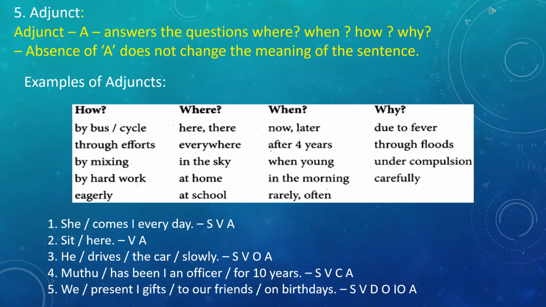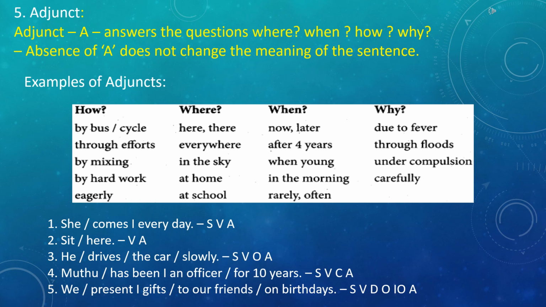The last one is adjunct. Adjunct, A, answers the questions where, when, how, why. Absence of A does not change the meaning of the sentence. In other words, adjunct also tells us about the adverb, for example, how, where, when, why.